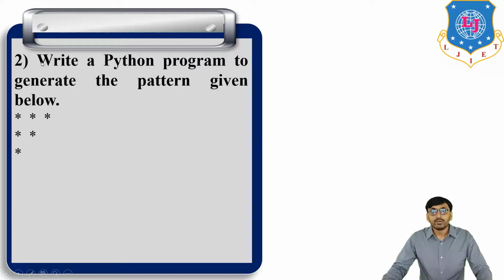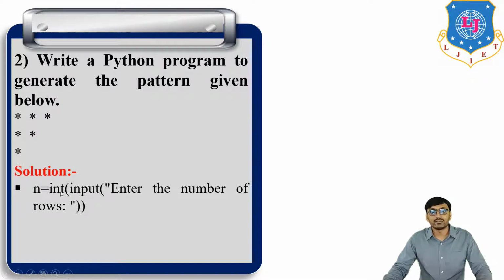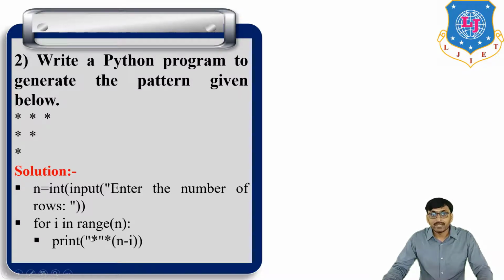Now the second program: write a Python program to generate the pattern given below. That is in opposite form: 3 stars, 2 stars and 1 star. So the solution: n = int(input("Enter the number of rows")). There is an input function and an int function. Then for i in range(n), print star inside double quotes multiplied by n minus i.